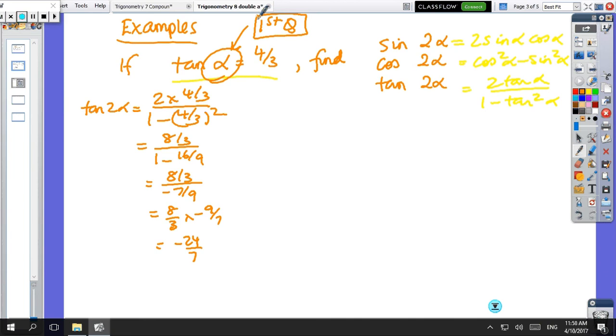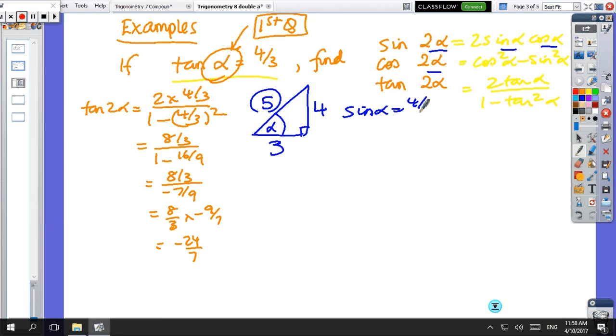Alpha's in the first quadrant because tan has another answer in the third quadrant, which is also positive. Now, to get these other guys, we need to have sine and cos, and we don't have sine and cos, but we could draw a triangle. So there's alpha in an angle, and there's a right angle there. So tan is opposite over adjacent, and then using Pythagoras we get 5 for the missing side. So we know that sine alpha is 4/5 and cos alpha equals 3/5, just normal ratios.